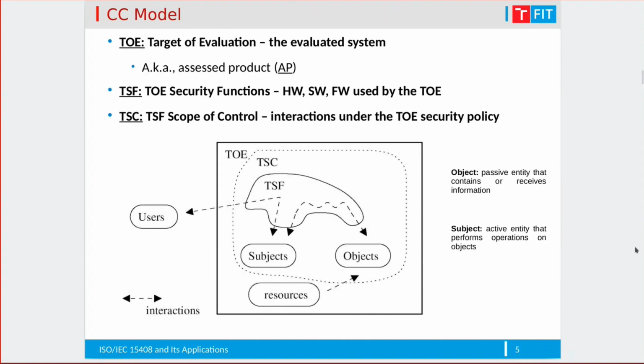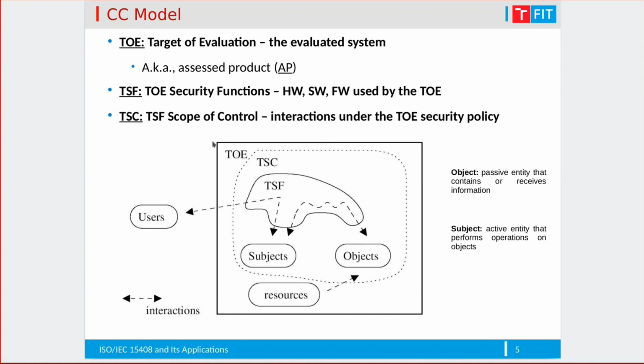Okay, so the model of the Common Criteria contains several terms, and the most important terms are target of evaluation, which is the evaluated system. Originally, it was also referred to as assessed product or AP. We see in the picture that the target of evaluation is delimited by the dotted line. Then TSF are the security functions of the TOE. And they involve hardware, software, and firmware used by the TOE.